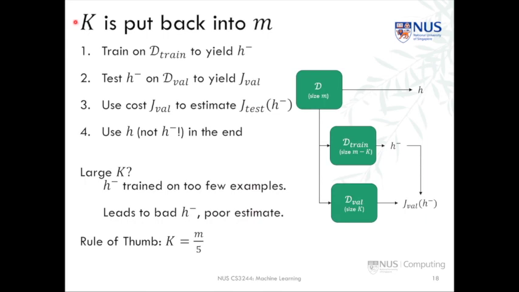We're going to try to use k but put it back into our total data set. How do we do this? We're going to first take our training data set and subdivide it into two parts. One part is train, the training part of the training data set, and we're going to use that to train our learning algorithm to yield a hypothesis. We're going to call this hypothesis H minus, just to denote that we took out some points.